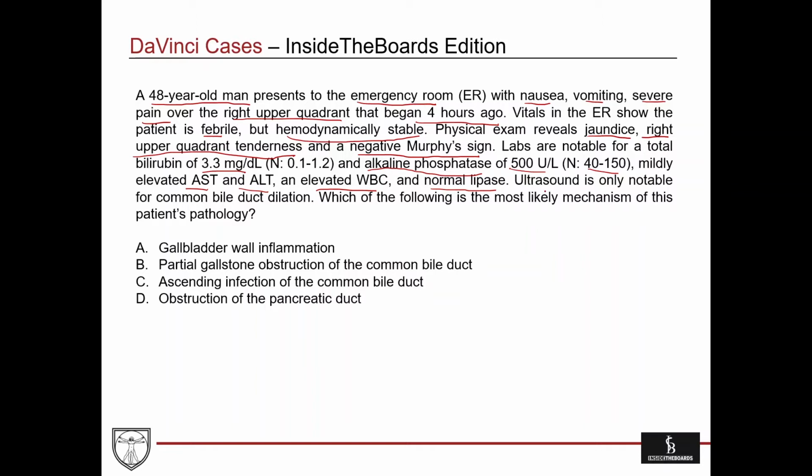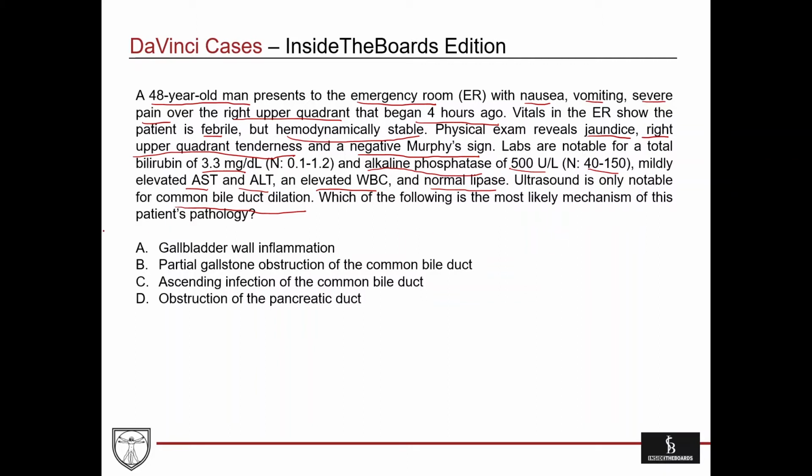So lastly here, we get some imaging. The ultrasound is really only notable for common bile duct dilation. That usually means there's some type of obstruction blocking bile flow through the common bile duct, and as a result of that, you see dilation. That could be due to a gallstone, which is the most likely cause. There are other causes we'll talk about, which could include malignancy as well. So again, the question is: which of the following is the most likely mechanism of this patient's pathology?